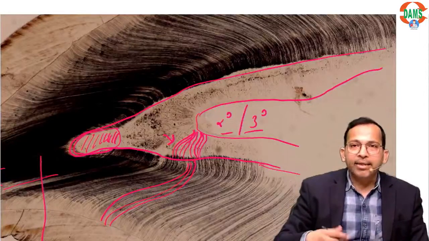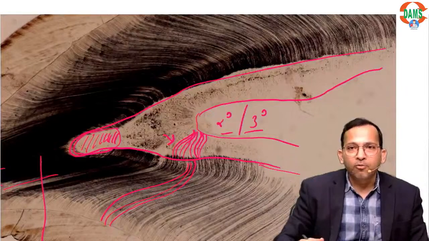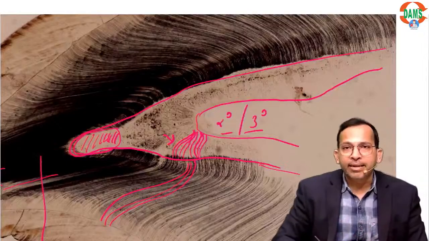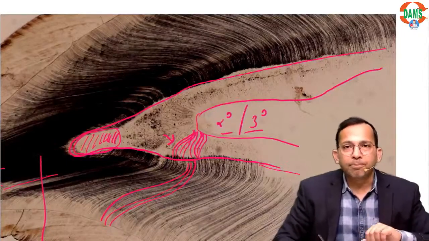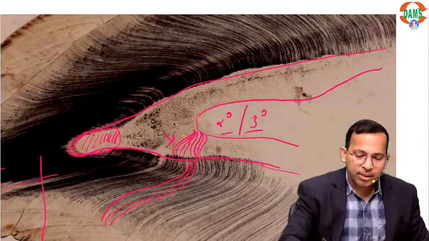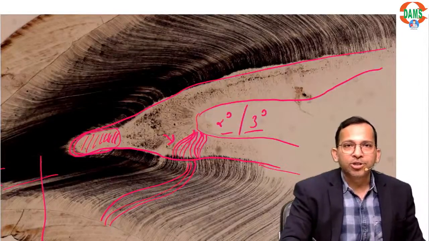Since this is lining the entire pulpal wall, do you think this is the tertiary dentine or the secondary dentine? What type of dentine are you seeing in this picture? Is it secondary dentine or is it tertiary dentine?